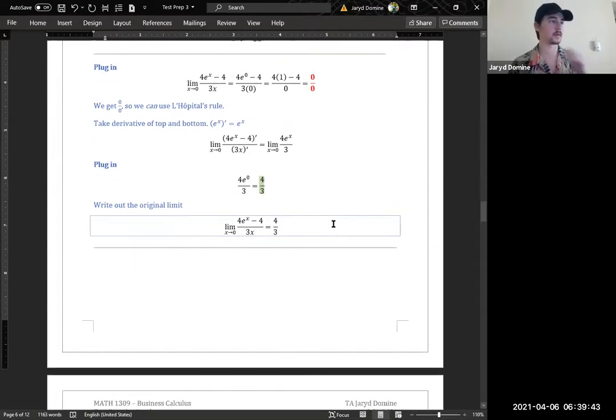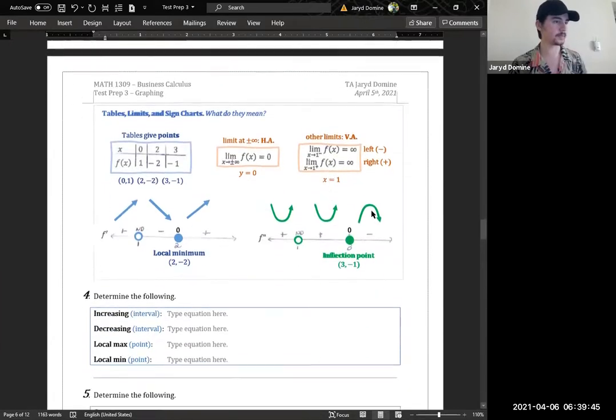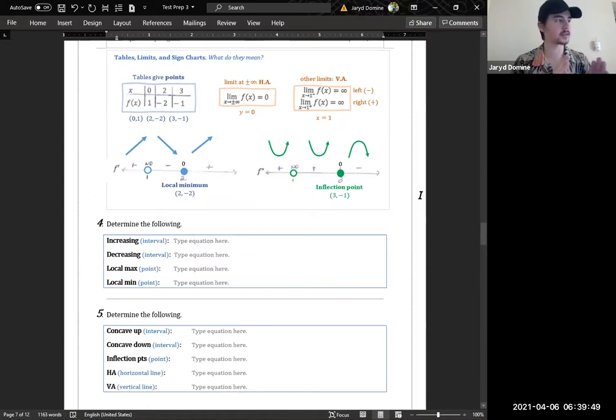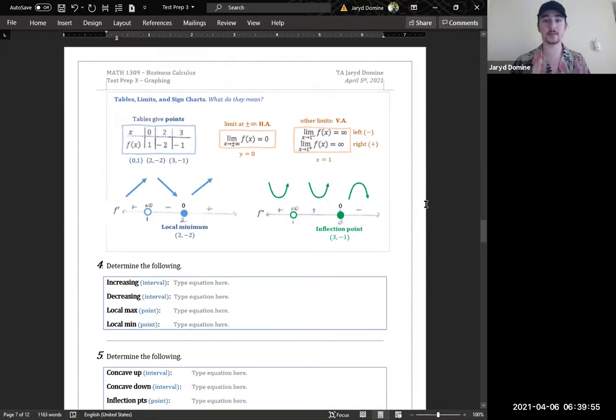Okay, all right, I'm gonna keep going. All right, number 4 and 5. These are just reading things that are given to us. In 1 and 2, we came up with our own sign charts. This time we're being given sign charts, and we're going to see what to do with them.